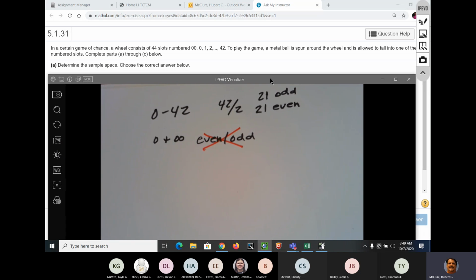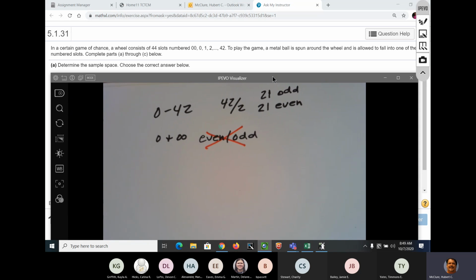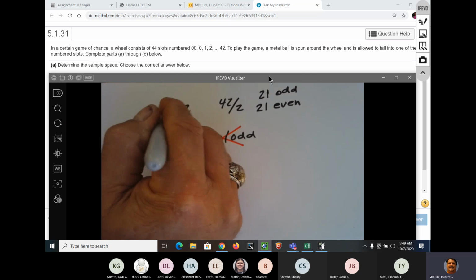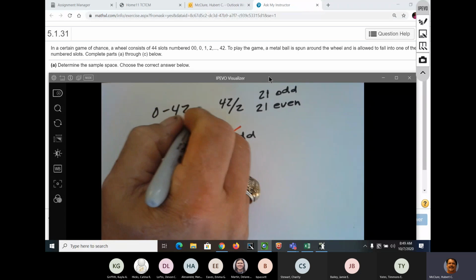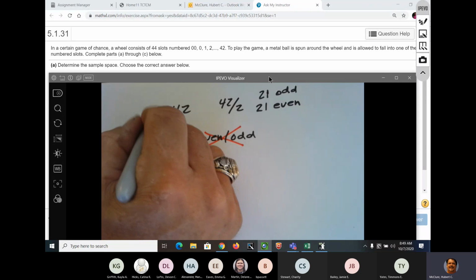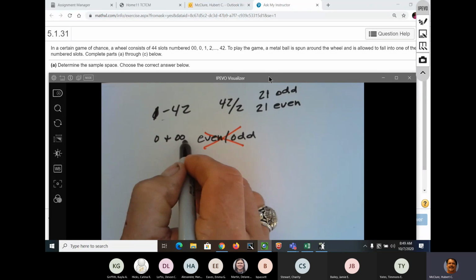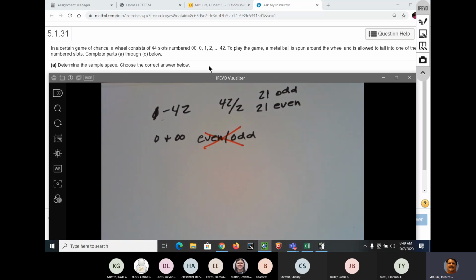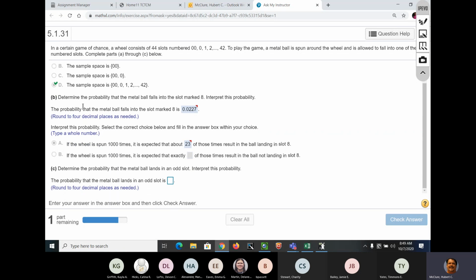Determine the sample space. Choose the correct answer below. The sample space is going to be 1 through 44 because you got 42 slots, sorry, 1 to 42. You got 42 slots, and then you got these two. So it'd be 44. Sample space should be, there we go, 0, double 0, 1 through 42. Okay, here we go. B, this is what I went over in class.